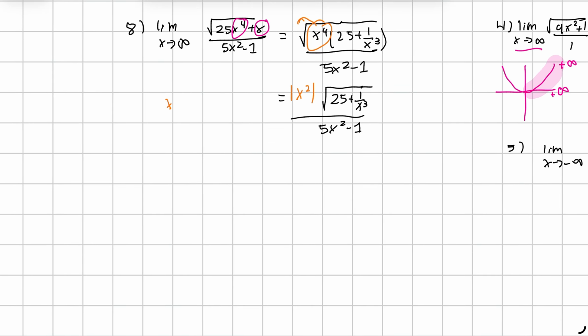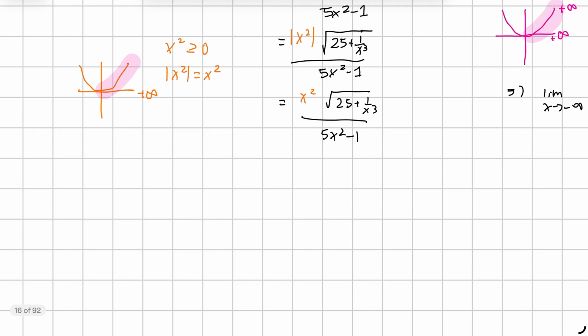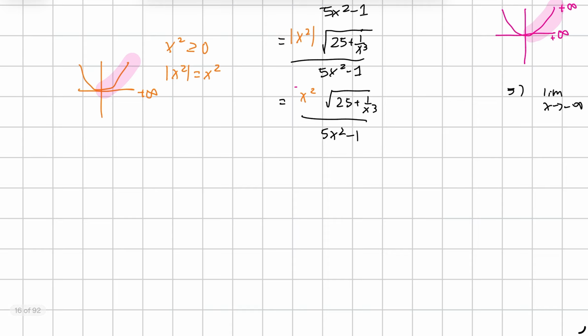So because we know that x squared is going to be greater than or equal to 0, that means that we have absolute value of x squared is going to be equal to x squared, again, because we're approaching positive infinity. And we're looking at this side here as we go to positive infinity values of x. Next, what we can do is we have x squared, and we have 25 plus 1 over x to the power of 3 divided by 5x squared minus 1. So we're going to divide the top and the bottom by x squared.